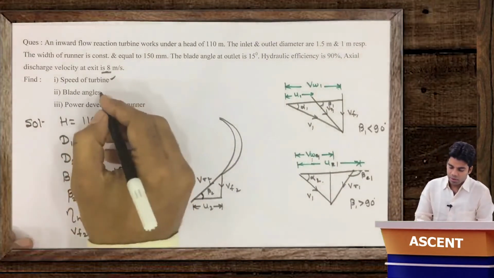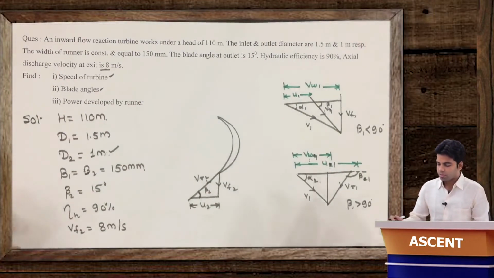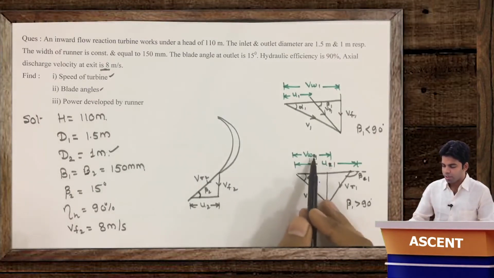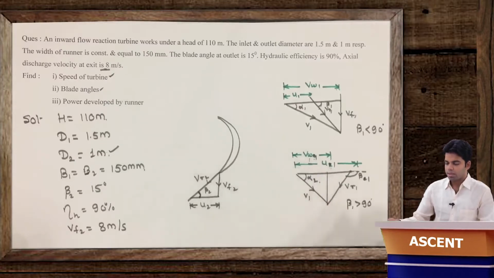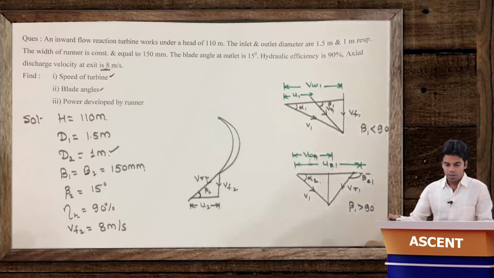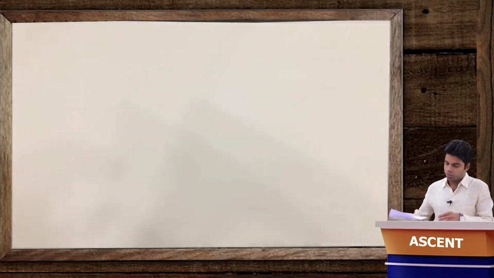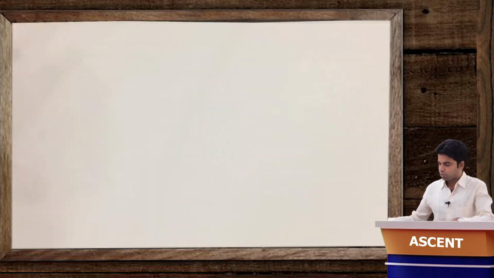Next is to determine the value of the blade angle. Blade angle means alpha 1, beta 1, alpha 2, beta 2. This we have to determine. And as I told you, for that first we will have to determine whether this u1 is greater than vw1 or it is less than vw1. Okay, so for that let us first determine u1 and vw1. So how can we determine u1 and vw1?